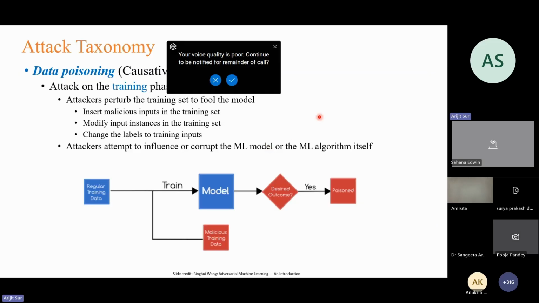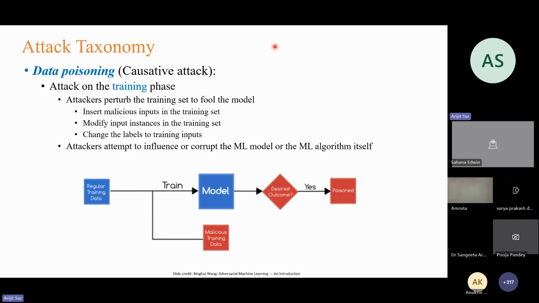Now, first of all, we try to understand slowly, with our limited background from whatever we have shown over the last half an hour or 45 minutes, what kind of attack this is. Data poisoning is called a causative attack. First to understand, this is on the training phase, when the model is being trained, that the attack happens.